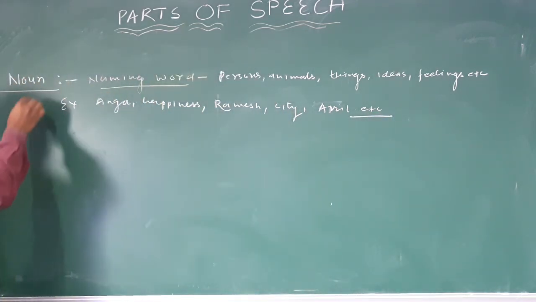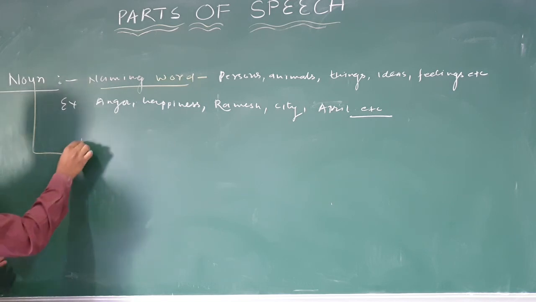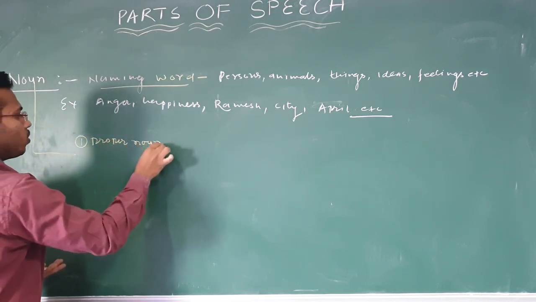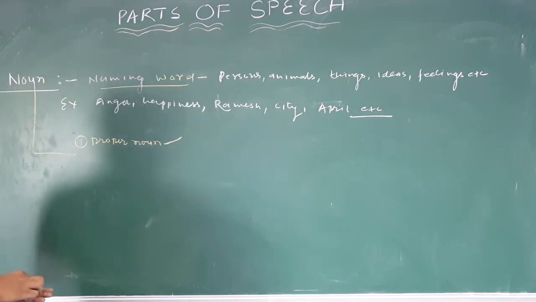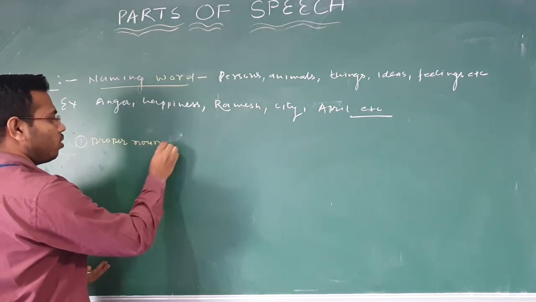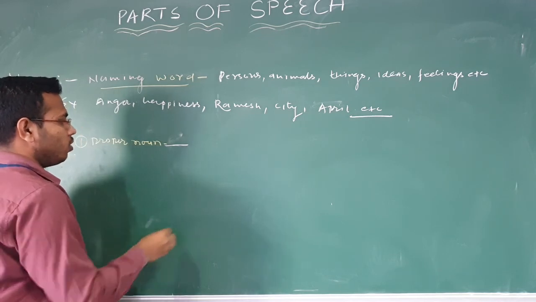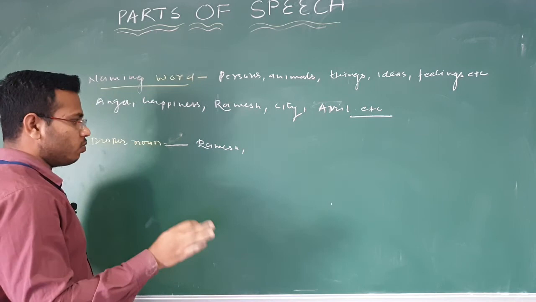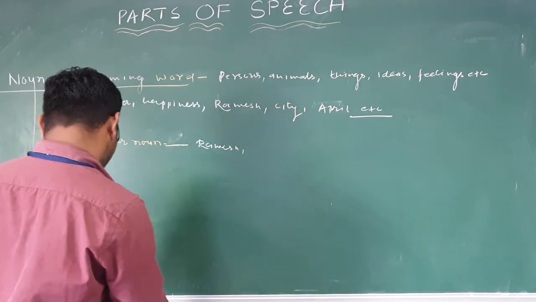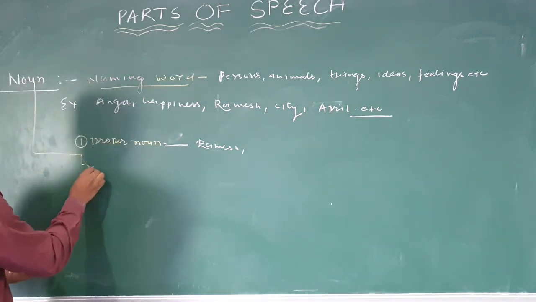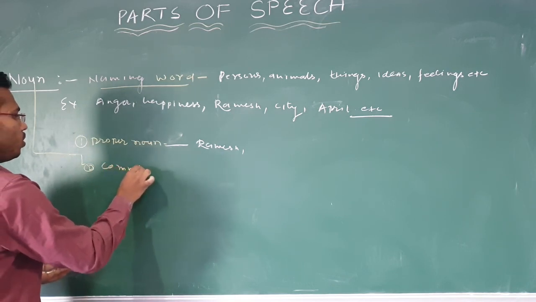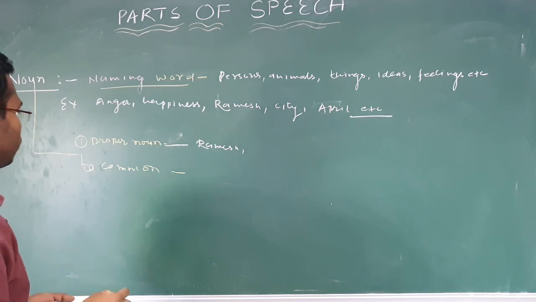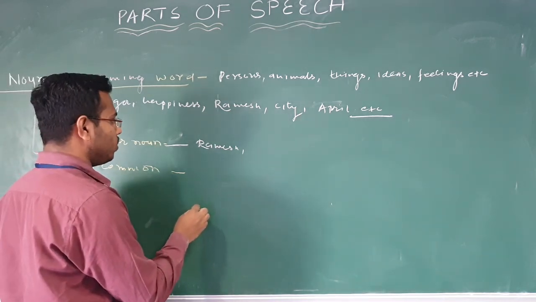Now, we will discuss the classification. Number 1, we have proper noun. So, what is the meaning of proper noun? Proper noun means the name of a particular person, place, animal or thing. For example, Ramesh is a particular name of a boy or a man, and in the same way, if we go parallelly with common noun, it will be easy to understand.